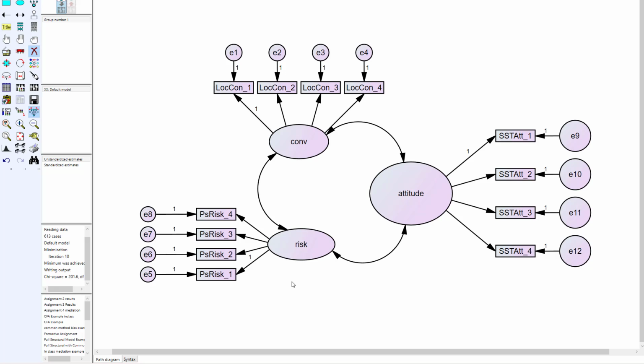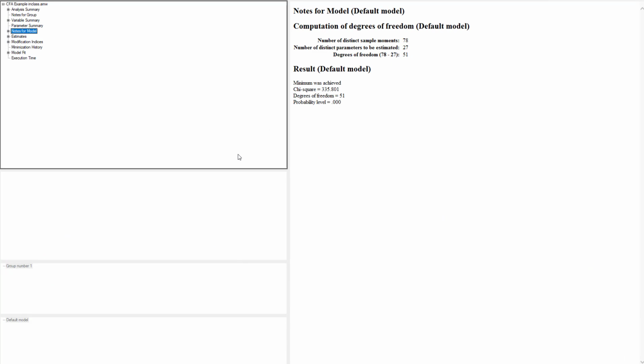Initially, we set up a simple CFA and ran the analysis. We saw that this data was somewhat problematic when we first ran it, mostly because of potential correlated errors. So let's jump into the results of this simple CFA, and we'll talk about why we saw the potential for correlating errors to help our model.